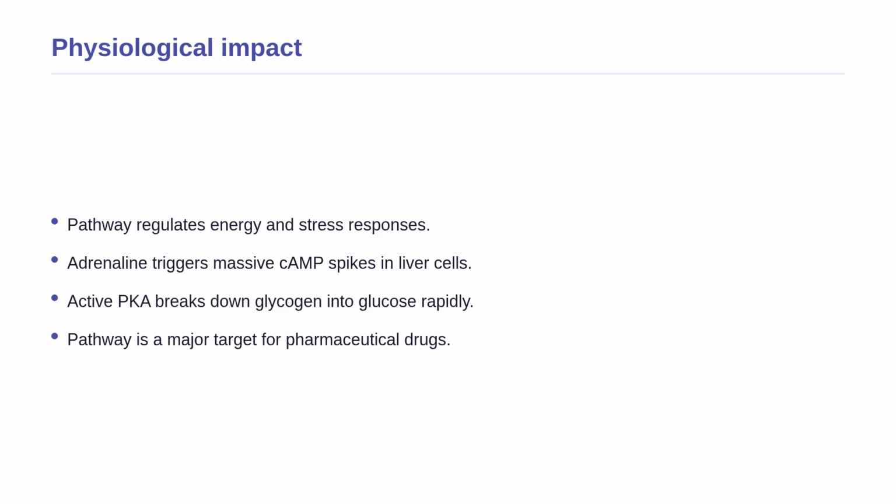Without this secondary messenger system, your cells would completely ignore hormones. Furthermore, many pharmaceutical drugs, including asthma and heart failure treatments, specifically target this pathway to artificially control cyclic AMP levels, proving its vital role in human medicine.